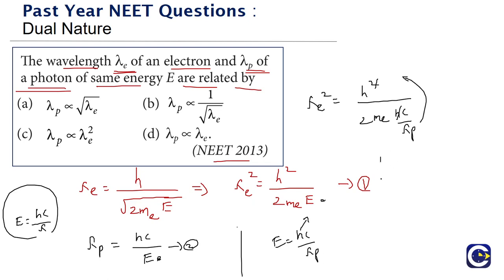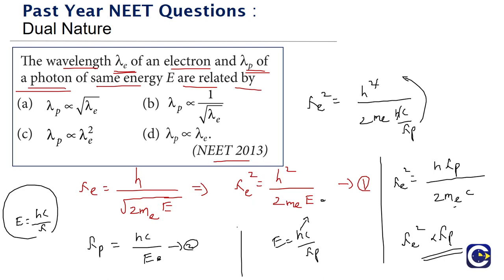So what we will have is lambda electron square is equal to h into lambda photon by 2 times mass of electron into c. Now clearly we can see that h is a constant, mass of electron is a constant, c is a constant. So what is it that we will have? The lambda electron square and lambda photon, they both are proportional to each other. So what is the answer for this? It is option C. The square of the lambda of the electron and the lambda for the photon will be directly proportional to each other.